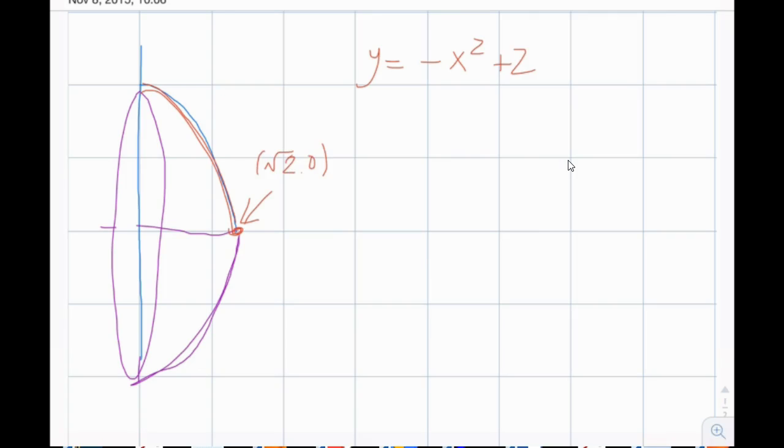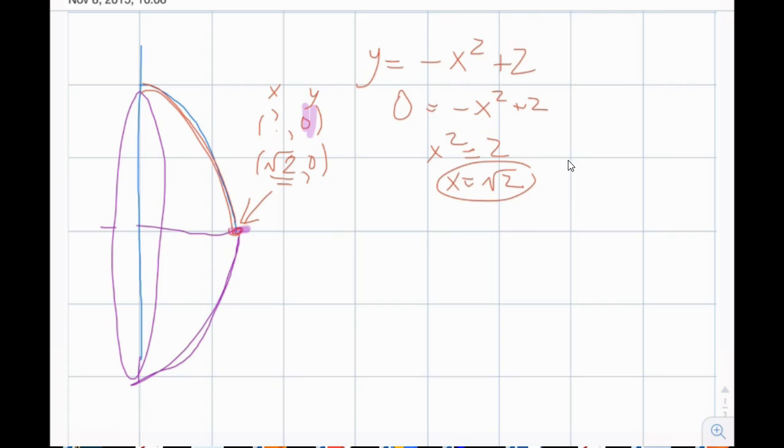How do we do that? Well, we know it's something times 0, right? And we know that the reason why this is 0 is because this is on the x-axis, so it has to be 0. So when y is 0, then what's x? So we put 0 equals negative x squared plus 2. X squared equals 2. X equals square root of 2, right? So we know that the x coordinate at this point is square root of 2.